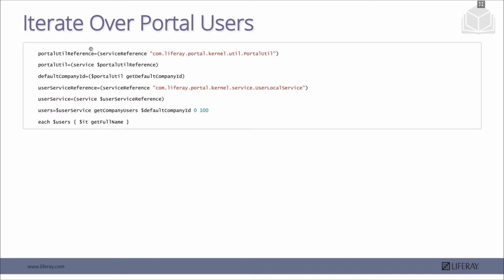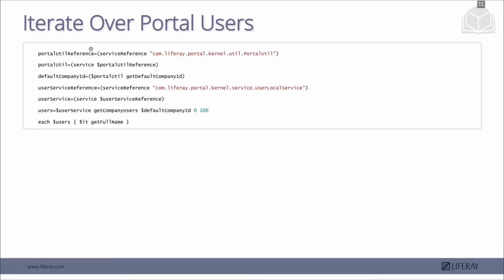So one of the methods in PortalUtil is getDefaultCompanyId. The company ID is the ID number that corresponds with our Liferay instance or the Liferay platform. So we're going to grab the default company ID by calling the PortalUtil service. So we now have the company ID stored in defaultCompanyId. Next thing we're going to do is grab a reference of the UserLocalService. From there, we're going to have the user service as our service object. And in so many words, right, we're going to instantiate it. From there, we're going to get the users based off of the company ID.